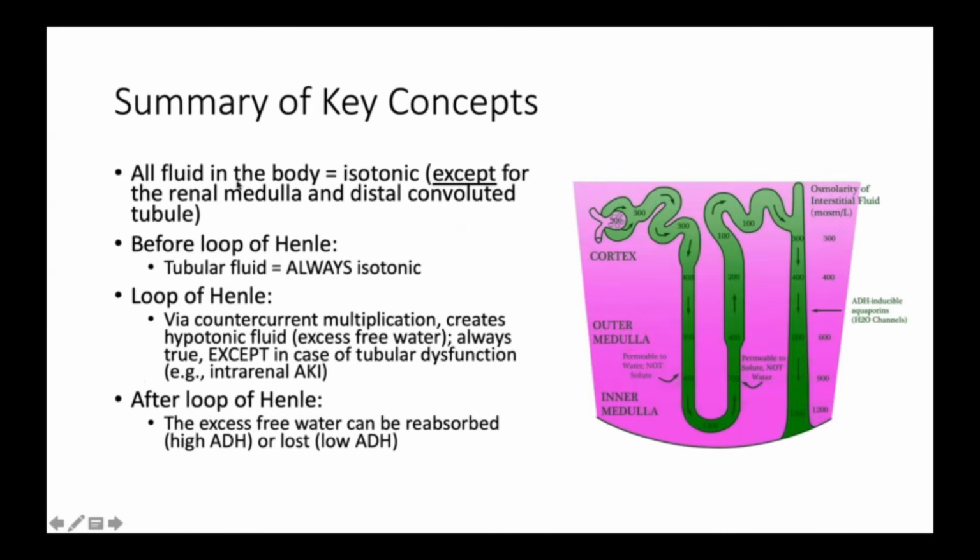So again, remember, all fluid in the body is isotonic, except for basically the loop of Henle and the interstitium. Before the loop of Henle, the tubular fluid is always isotonic. The loop of Henle, via countercurrent multiplication, creates hypertonic interstitium, so by the time the fluid gets to the end of the loop of Henle, it's hypotonic. That's always true unless you have some sort of tubular dysfunction, like from furosemide. Anything that causes dysfunction of the loop of Henle will cause you to not be able to create free water here. But barring that, it's always going to be hypotonic.